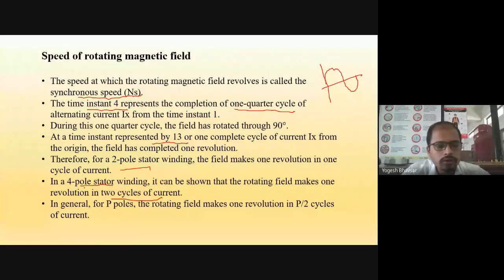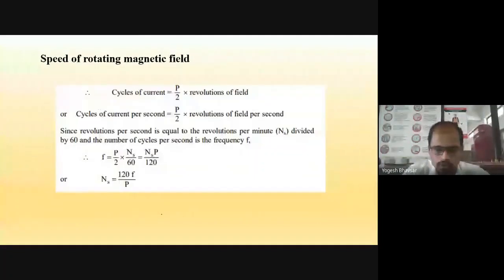So if you want to generalize, then you will consider P poles. The number of poles will be capital P, and to make one revolution, it will require P/2 cycles of current. So in terms of a formula, we can write cycles of current equal to P/2 times revolutions of field. Number of poles divided by 2 multiplied by revolutions of field. And in the case of per second, we will consider revolutions of field also per second.